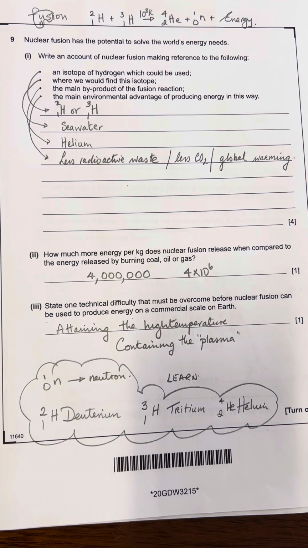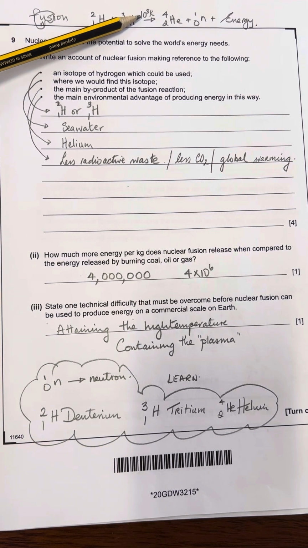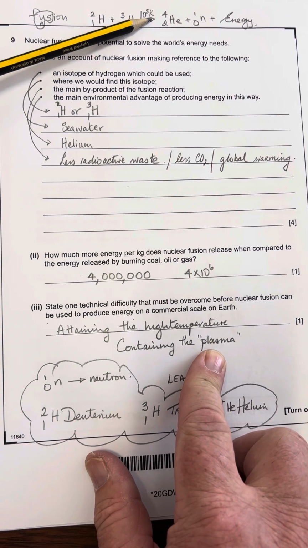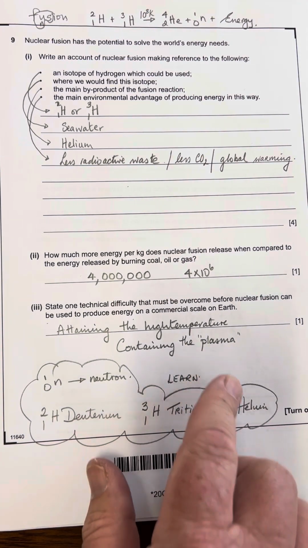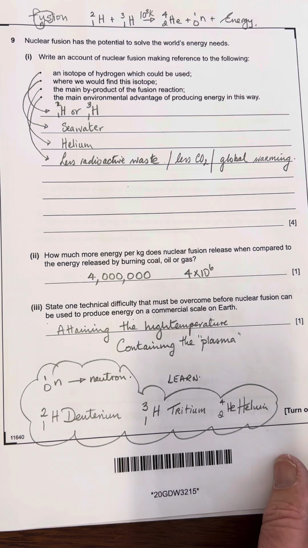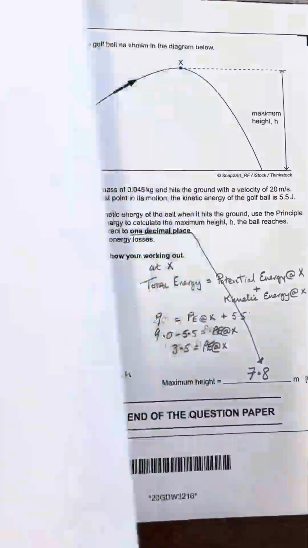State one technical difficulty that must be overcome before nuclear fusion can be used to produce energy. And the answer to that is, see that temperature? That is very hot. So whatever you put this plasma, superheated gas, in, it would just vaporize all containers. So they're having trouble making the container to hold the plasma. They hope to use a magnetic bottle to hold the plasma. Maybe if you keep out the books, you could work on that.